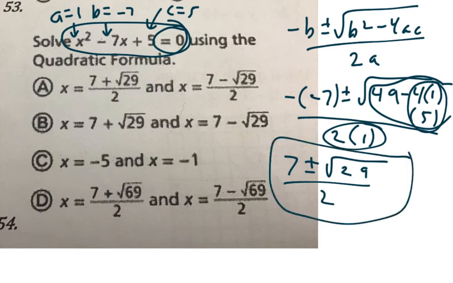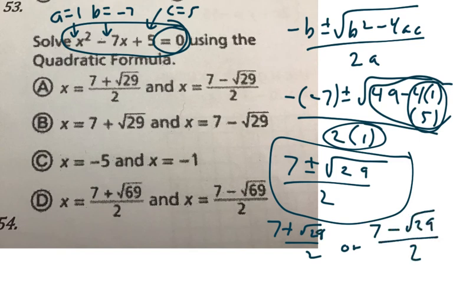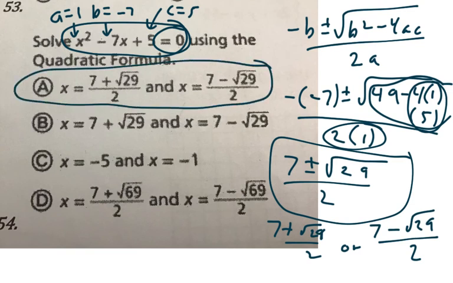So there's our answer. We just need to make sure we understand there's 7 plus square root of 29 over 2. But also 7 minus square root of 29 over 2. And if we look, the answer is A.